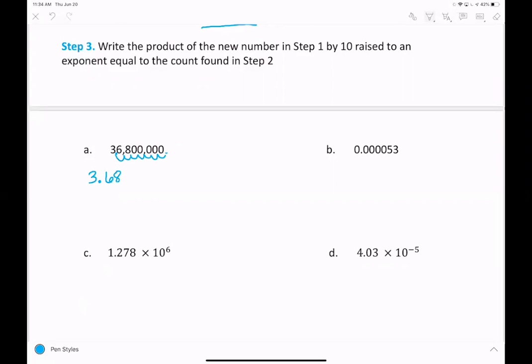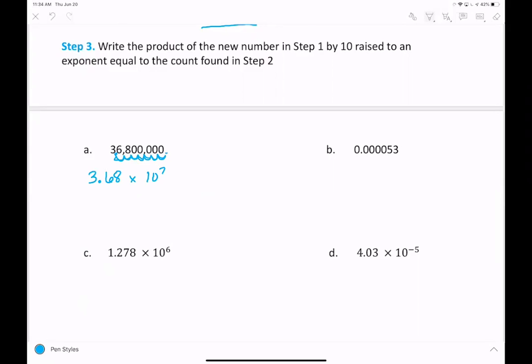So we would write 3.68 times 10. The original number is large, so our exponent is positive, and the exponent would be 1, 2, 3, 4, 5, 6, a positive 7.